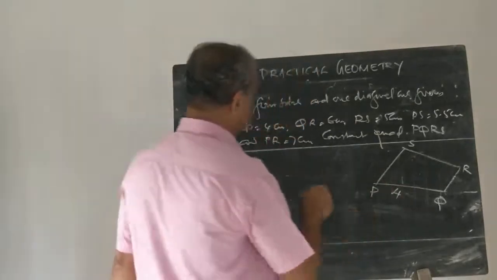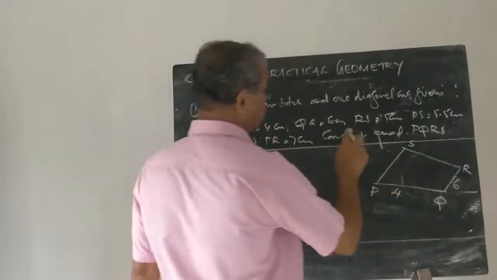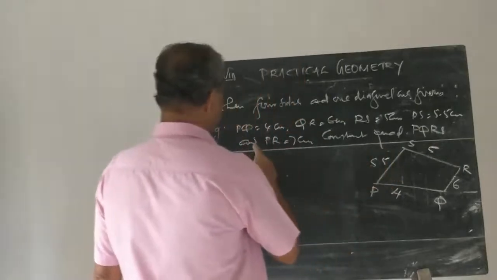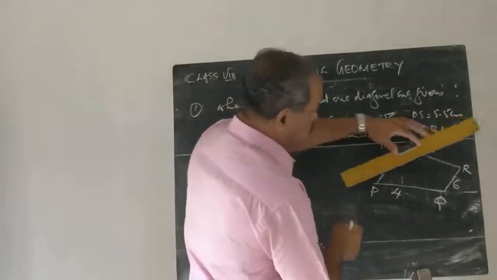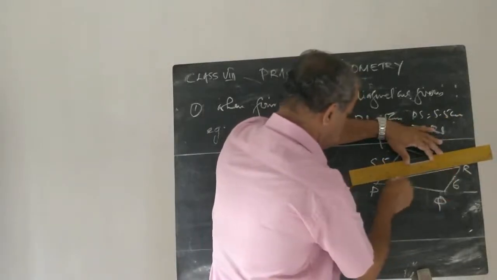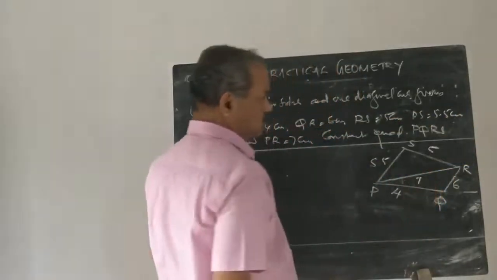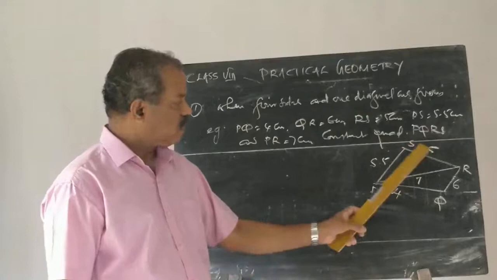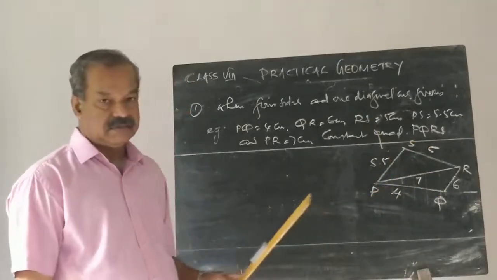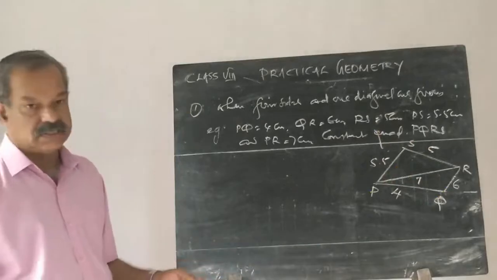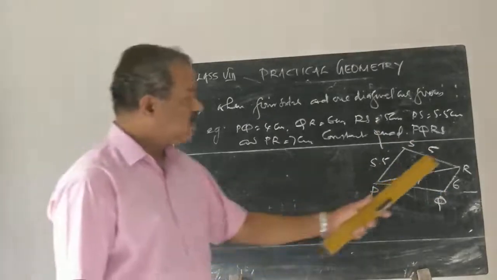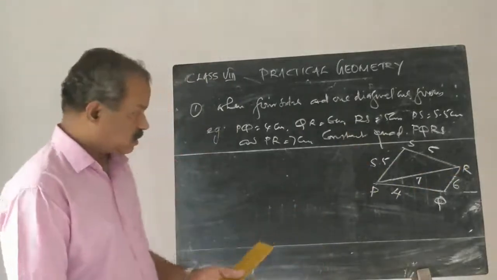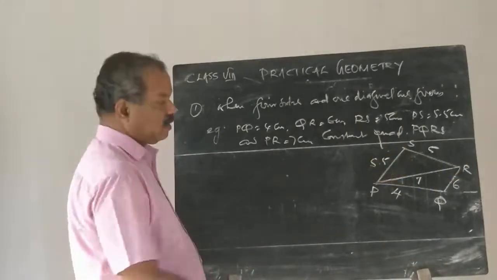PQ 4 centimeters, QR 6 centimeters, RS 5 centimeters, PS 5.5, PR 7. One diagonal is given. The length of PR is given, 7. Now see, in this diagram we have all four sides, 4, 6, 5 and 5.5, and the length of the diagonal. Now look at the rough figure. How can we construct the fair figure? See, this diagonal divides a quadrilateral into two triangles. We know how to construct a triangle. So we can construct this fair figure.